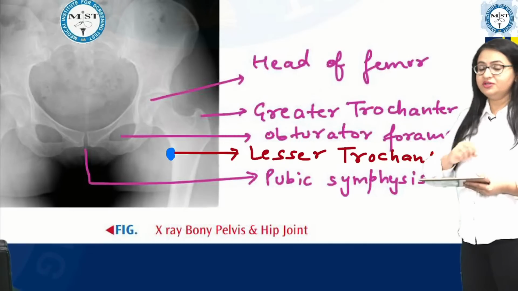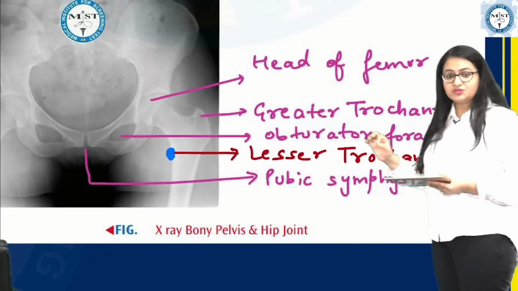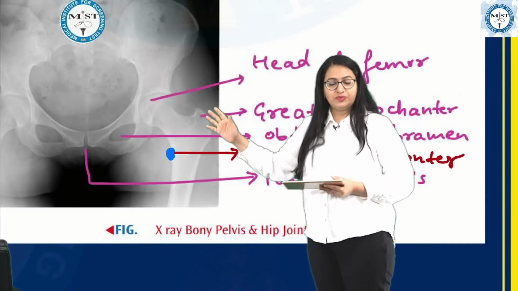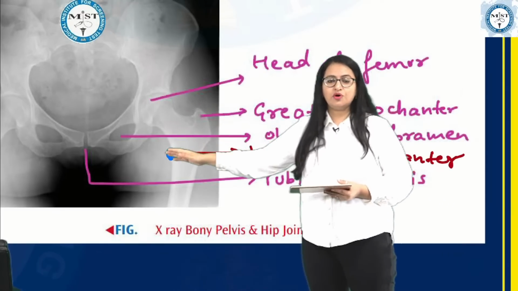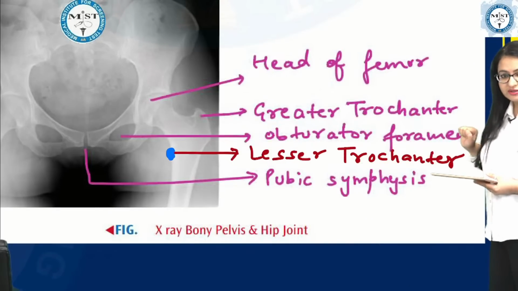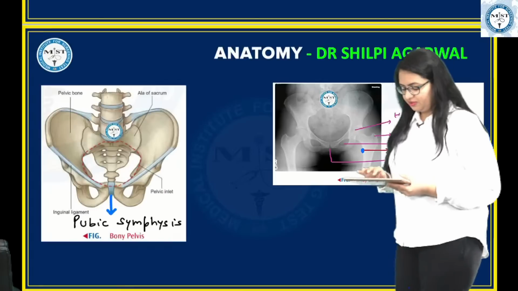Now apart from this, you should be able to identify the femur. Very, very important. There should not be any error in this. When you see the femur: head of femur, this big prominence, greater trochanter, a small prominence on the inner side is what? Lesser trochanter. Okay, very, very important landmark.